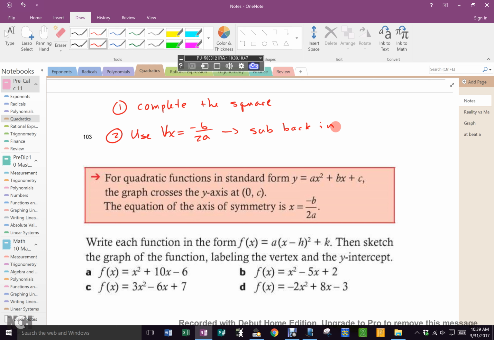Oh, let me ask you this. Would it help if on the video I did both of these for all of them? Would that be helpful? Okay. I'll do it twice. I'll do it all the way through with complete the square, and it'll all be on the video, and then I'll erase it, and I'll do it all with this one. Is that cool? And then you guys just choose. But you'll see them both.